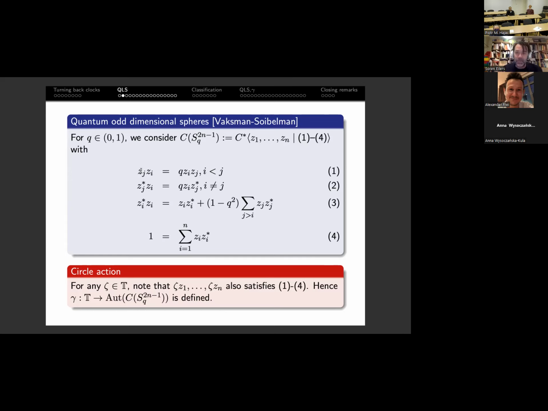So this means that by the universal property of the C-star algebra, that gives me an automorphism of this universal C-star algebra. And this is what I'm going to think of as the canonical circle action.